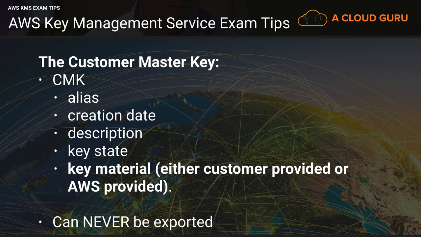The key is always the customer master key, and there are two types. There's the AWS managed customer master key, and then there's the customer managed customer master key. Doesn't matter which type, the customer master key always consists of the same things: an alias, so the name of the key, the creation date, the description, and the key's state, whether it's enabled, disabled, waiting for import of your key material, or scheduled for deletion.